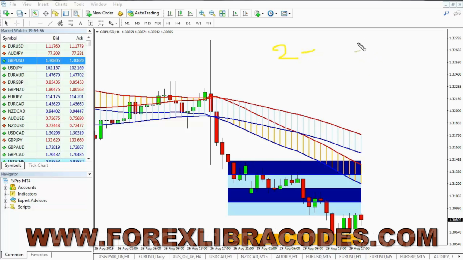The second way would be to use what I call 1, 2, 3 steps. 1 point, down move, correction, and the breakout. So 1, 2, 3. So we have a high point, low point, high point, which is lower than the first point, and the break below 2, and we can go for sell.